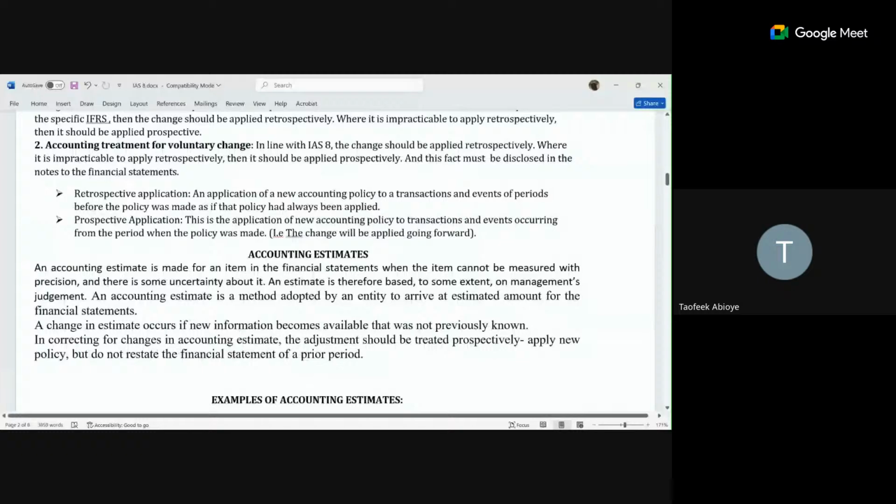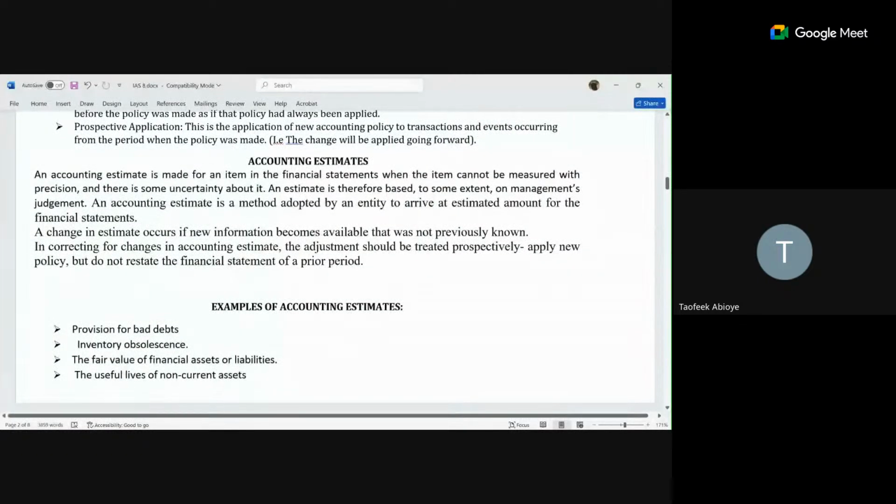Now let's look at accounting estimate. An accounting estimate is made for an item in the financial statement where the item cannot be measured with precision and there is some uncertainty about it. An estimate is therefore based to some extent on management judgment. So basically, an estimate is just an assumption of the organization, with some clear guideline and principle.